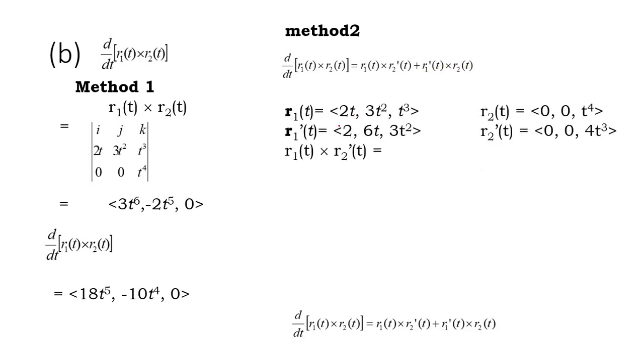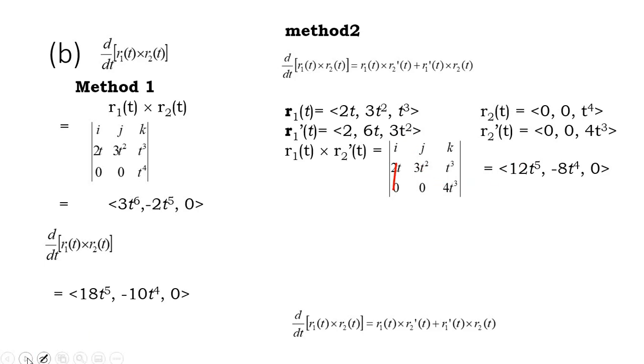So this is R1, differentiate it at each component, so you have 2, 6t, 3t cubed. R2, differentiate it at each component, so 4t cubed. First of all, find R1 cross with R2 prime. Okay, to get the result, so I close here. So this one, 12t power 5, component I.